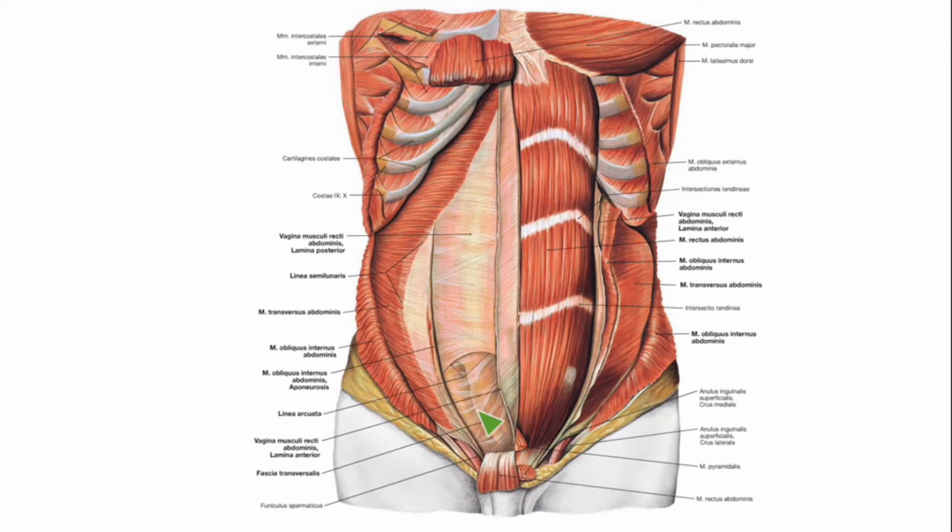And then if you go below that, this area here is devoid of the posterior portion of the sheath or lamina, and all those aponeurotic fibers at this level were running anterior to your rectus abdominis. At this point below the arcuate line, the membrane that you see here belongs to the transversalis fascia.